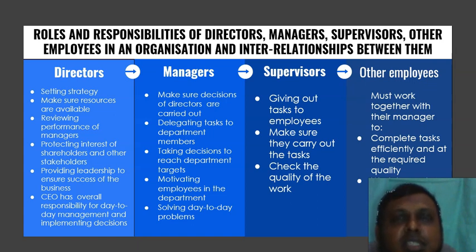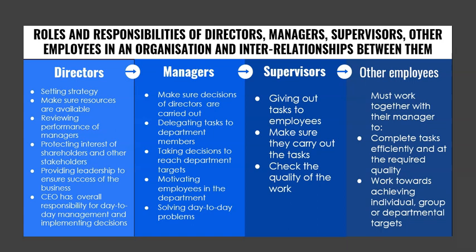Supervisors work below the managers, and supervisors give out tasks to employees. They make sure they carry out the tasks and they check the quality of the work, whether it meets the standards set by the organization. Other employees work below the supervisors and they must work together with their manager to complete tasks efficiently and at the required quality. They also work towards achieving individual, group or departmental targets.